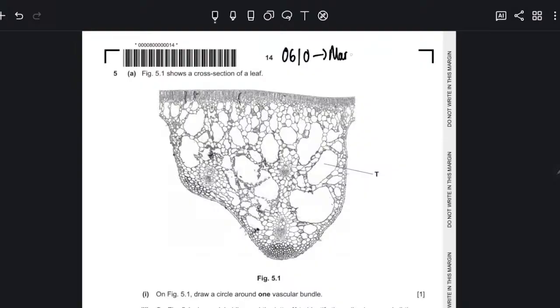March 2025, paper 42. Then say question 5. Do it. Are you writing? Write it. Number 5, please.